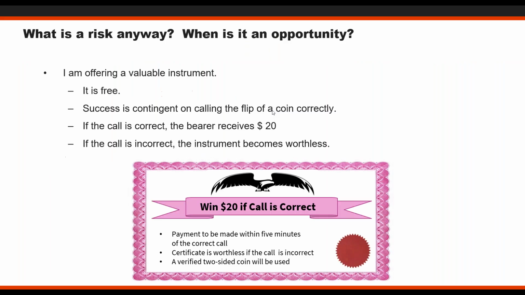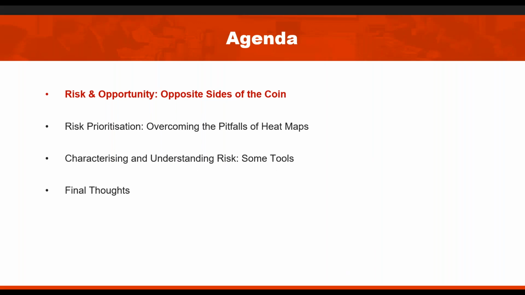Okay, so we're going to cover 4 topics, and I'm going to start with what is risk anyway, risk and opportunity, the opposites of the coin, and kind of set a high-level context and framework. Then we'll talk specifically about risk prioritization and how we use our analytic tools, and Warwick will talk about that, and I'll come back at the end with some final thoughts.